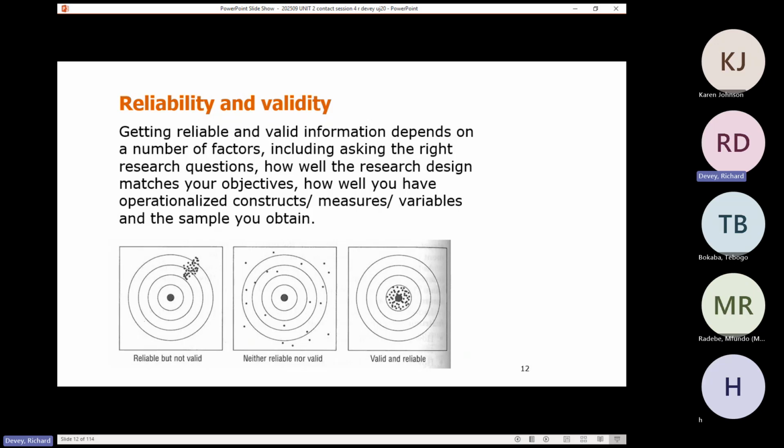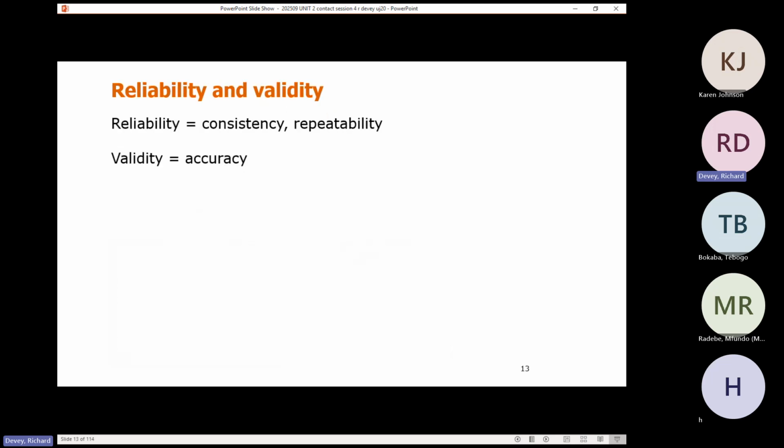So the key thing is we definitely want to try and get valid and reliable information for our studies. Okay, so just a very, very simple definition. Reliability is consistency and repeatability, and validity is accuracy. Those are the two concepts: accuracy in terms of measurement, where if we say we're measuring self-esteem, we know that we're measuring self-esteem and not something else.